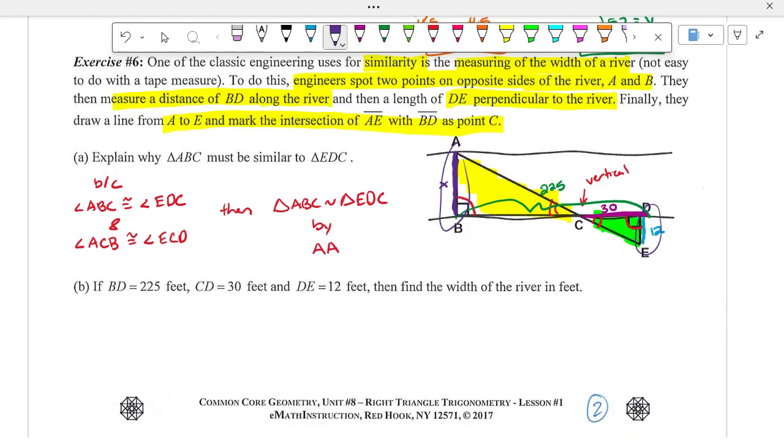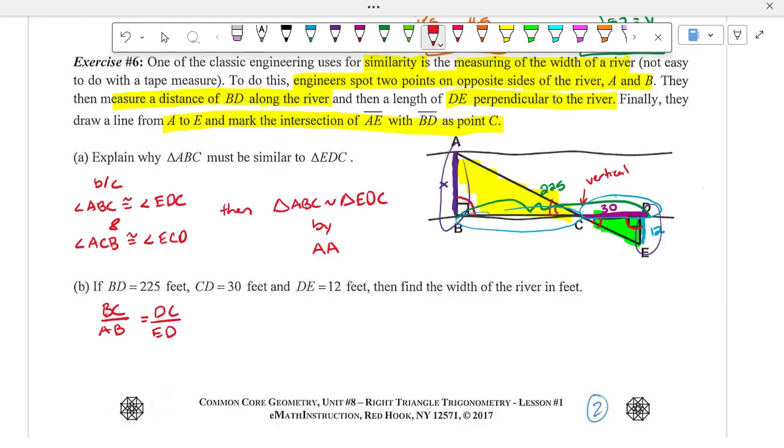What's another set? Look at what they gave us. Specifically, what do we want to use? So they gave us DC. So what's the other set of corresponding sides that we should probably use? BC. So in other words, our proportion is going to look like BC is equal to AB, and that should be equal to DC over ED. So that's how we're going to set up our proportion.